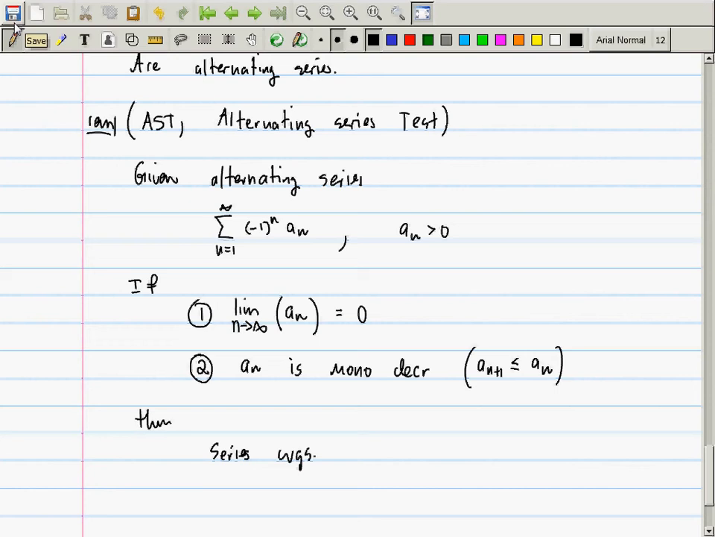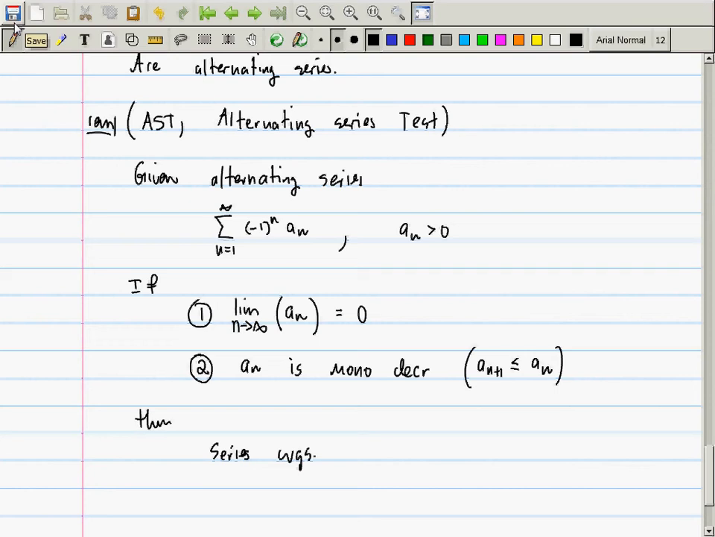So, no, monotone is the non-strict one. If you want it to be strict, you say strictly monotone decreasing. Okay, so if the limit of an is zero and an is monotone decreasing, then the alternating series converges.